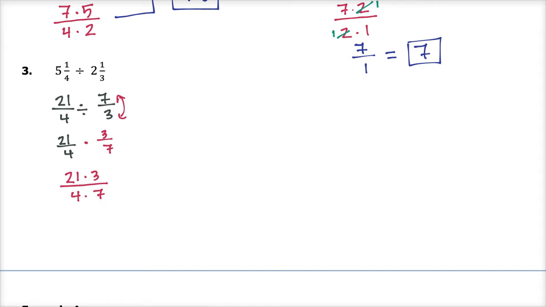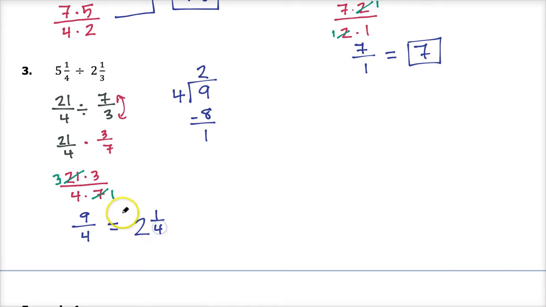I can cancel on this one because I have a 7 in my denominator and a 21 in my numerator. Those are both divisible by 7. 7 divided by 7 is 1. 21 divided by 7 is 3. So I have 3 times 3 in my numerator, which is 9, and 4 times 1 in my denominator, which is 4. So 9/4. Change that to a mixed number. 4 will go into 9 2 whole times, and I'm left with a remainder of 1. So this becomes 2 1/4.